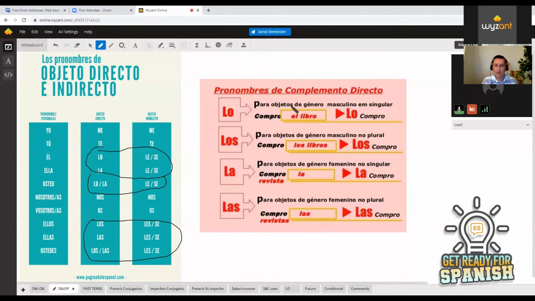And we have a few examples here, okay? Pronombres del complemento directo, because that one is the one that changes more. Like compro el libro is masculine.